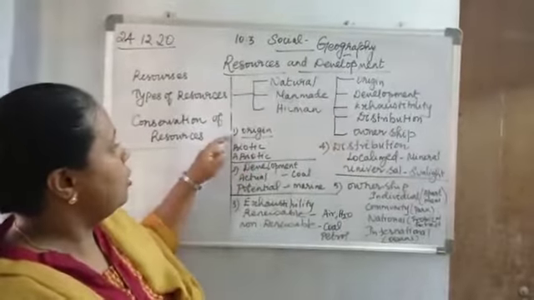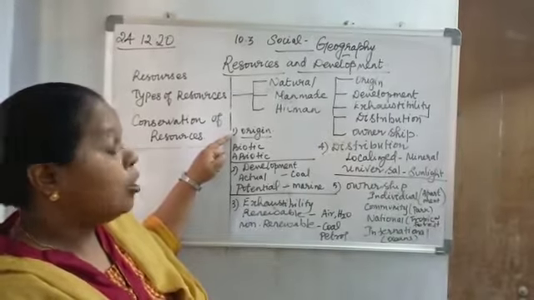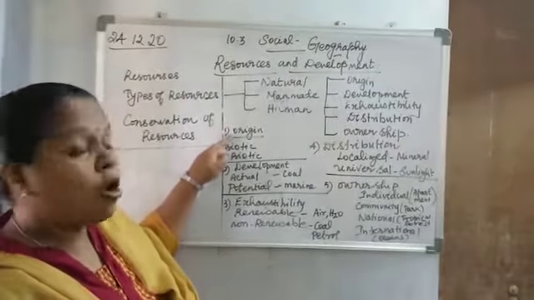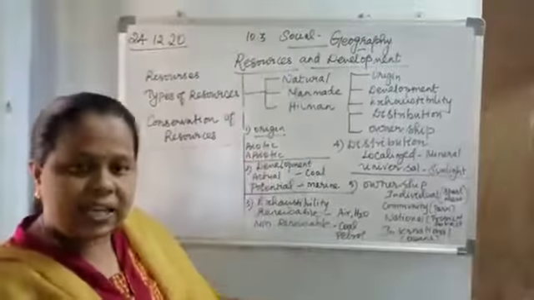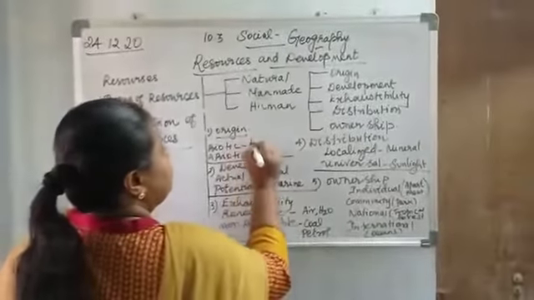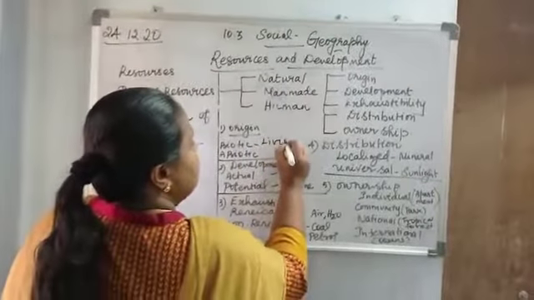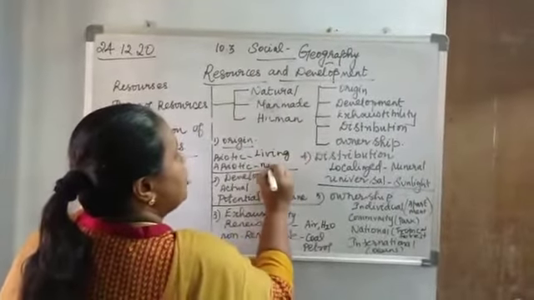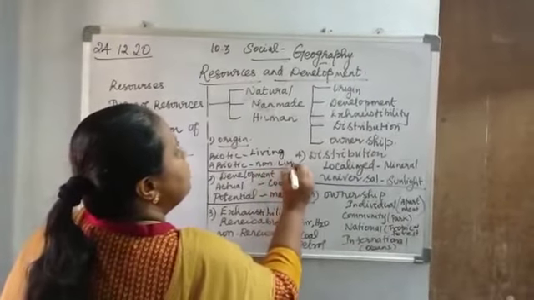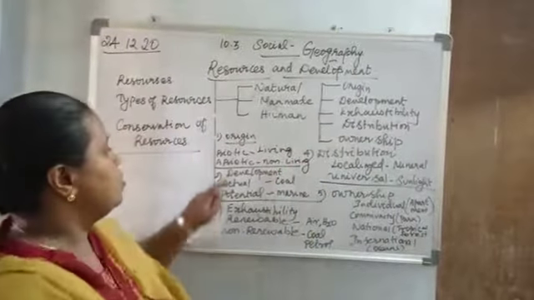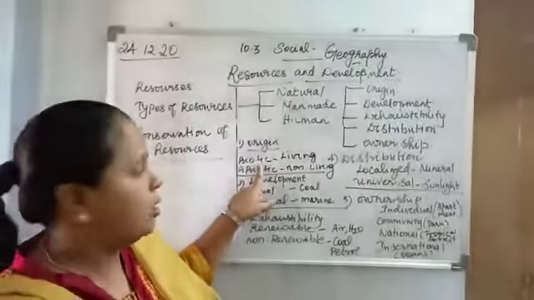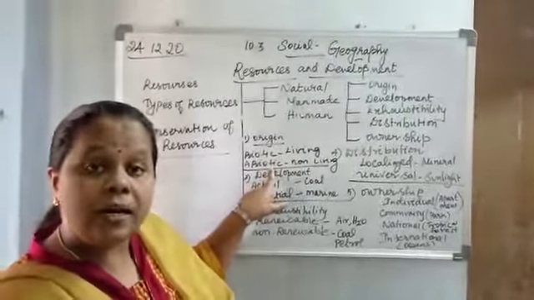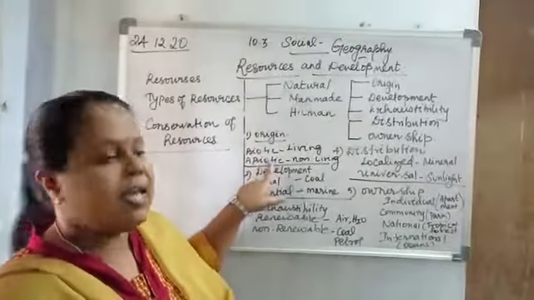We will go for the next one, origin. On the basis of origin, it is divided into biotic and abiotic. Biotic is nothing but living things. Abiotic is nothing but non-living things. So the resources which are alive can be classified as biotic. Resources which are non-living can be classified as abiotic.